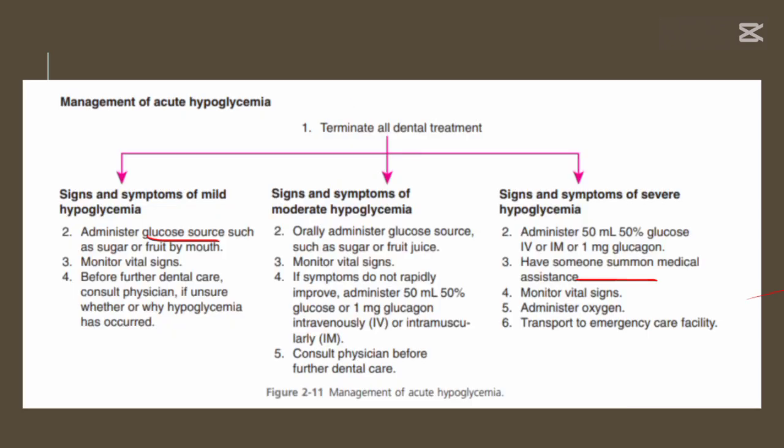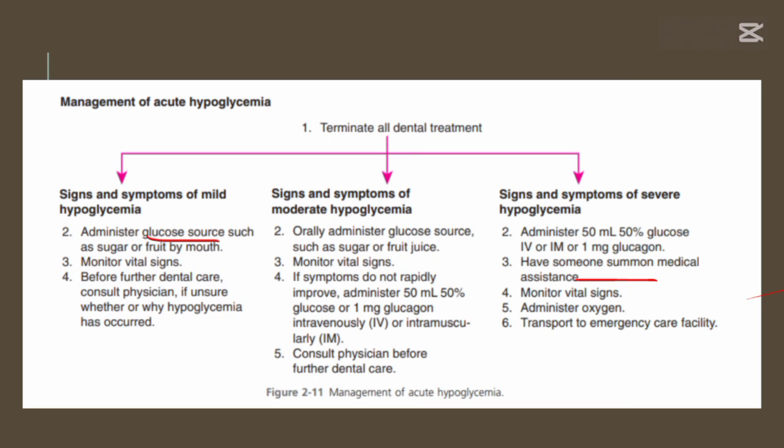Very important: when a patient has an acute hypoglycemia attack, what you have to do is terminate all dental treatment. According to the level, you have to treat the patient. In mild, you will administer a glucose source, either juice or sugar, monitor the vital signs, and consult the physician if you don't know why the hypoglycemia has occurred. In moderate, again you will orally administer glucose in the form of juice or sugar, and monitor the vital signs.